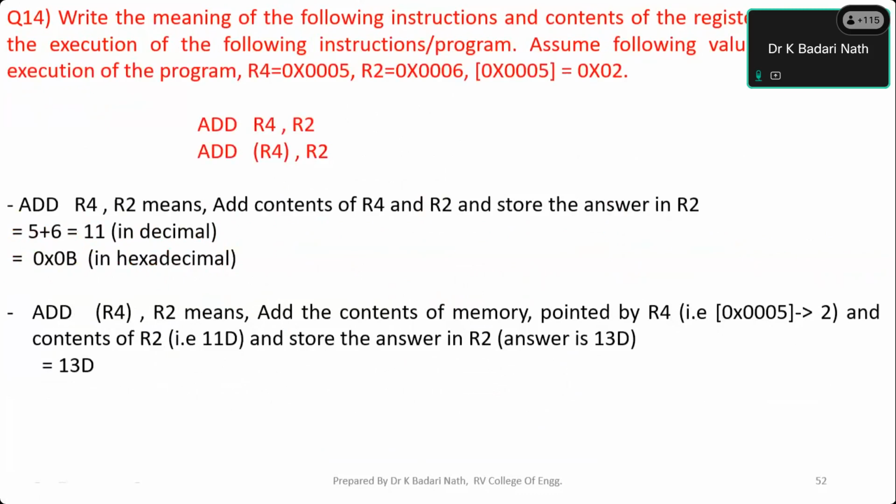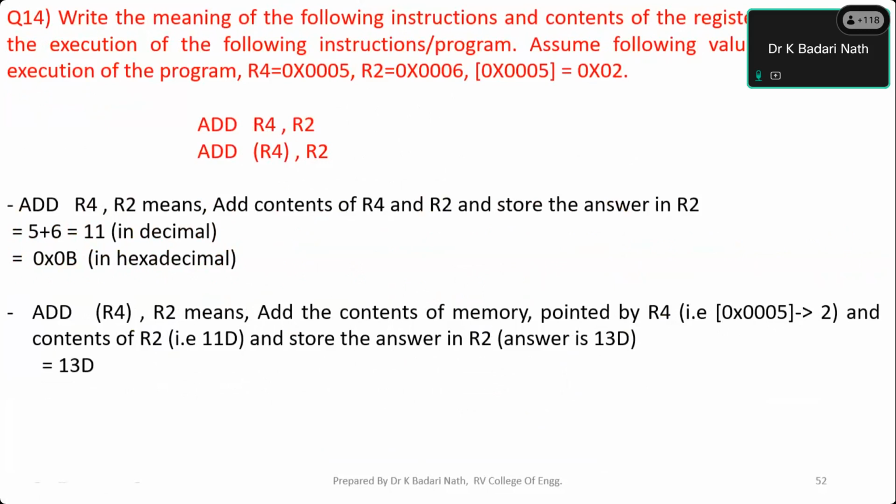It's direct. R4 plus R2 will be added together. The answer is saved in R2. So it's nothing but 5 plus 6. It will be 11 in decimal. So we have written 5 plus 6 is 11 in decimal, or if you are using hexadecimal, it's 0B, 0x0B in hexadecimal.